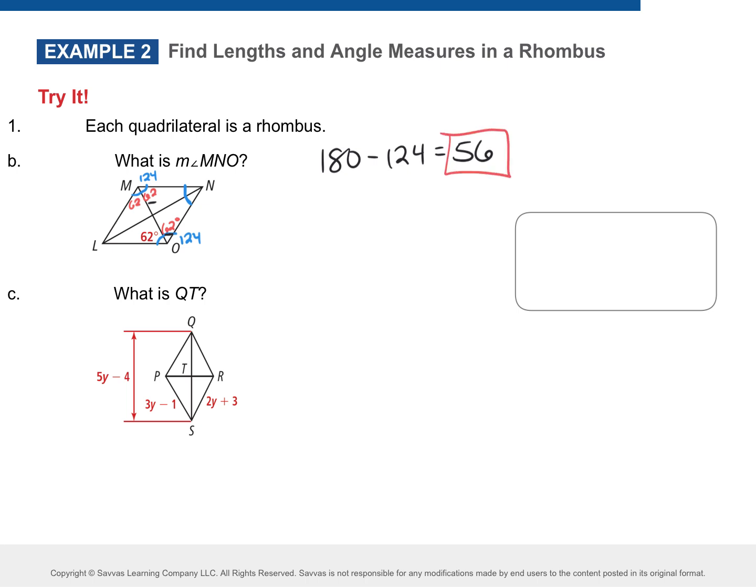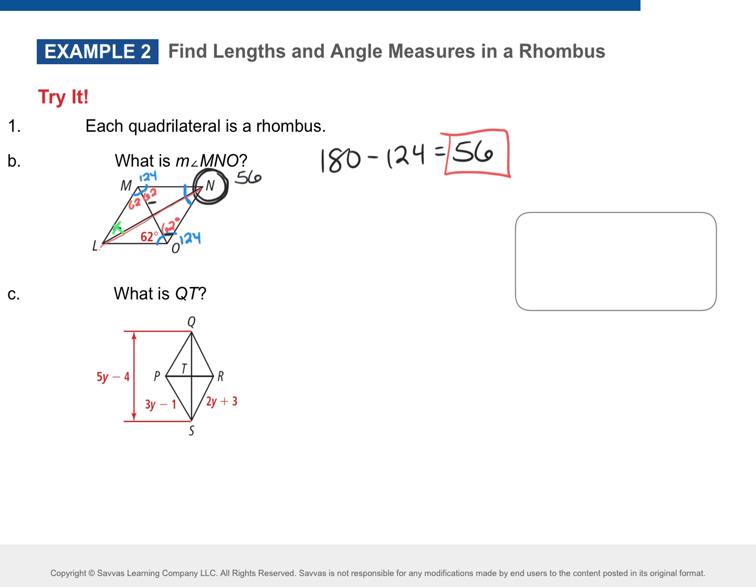What if I wanted to know this little angle right here? Take 62 and minus 180 and divide by 2. I could, right. Or do I know what angle N is? Angle N is 56. What do I know these diagonals do to the angles? Split in half. So what could I do? Take 56 divided by 2. Yep. Good. What about B?